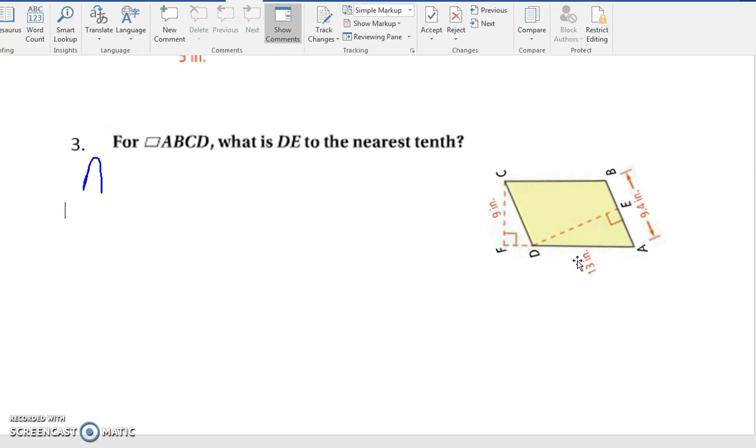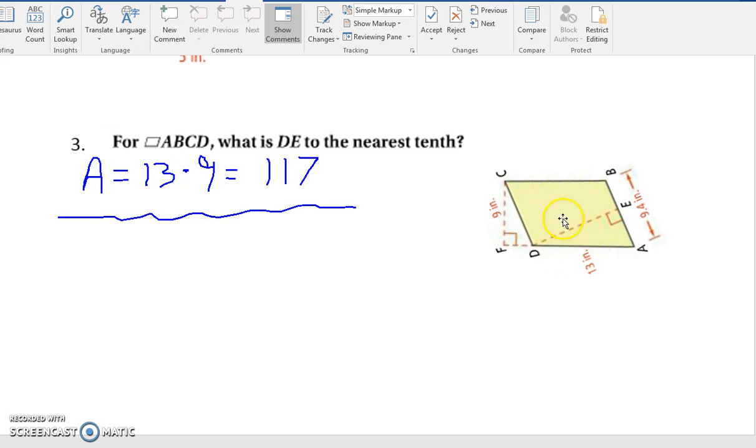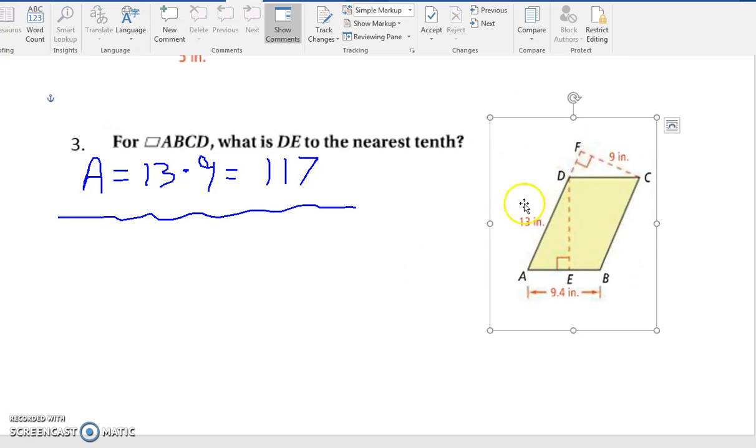In this case, it'd be area is the base, which is 13, and the height was 9 when it's rotated this way. So you have to figure out what 13 times 9 is. 13 times 9 is 117. Okay, and then I'm just going to kind of split that off because that's the end of that part of the problem. I'm going to rotate this back like so, and now I want you to think of it as my base is 9.4, and this is my height, which I'm trying to find, and I already know the area.